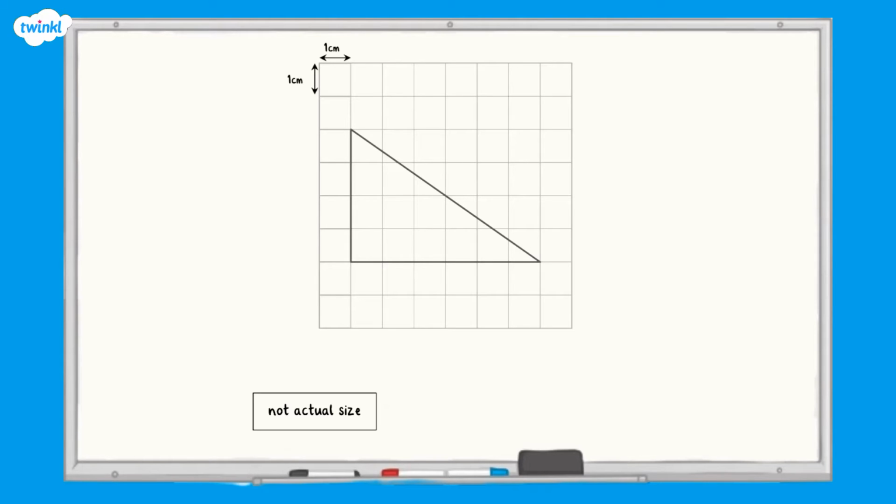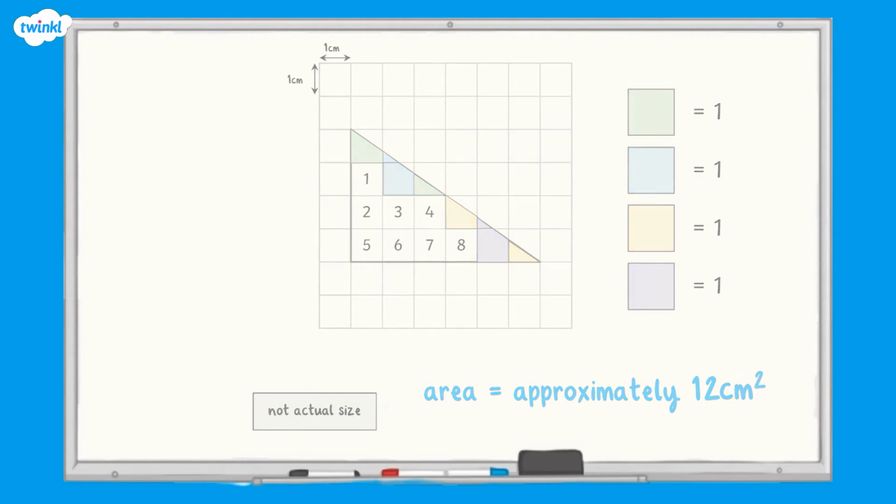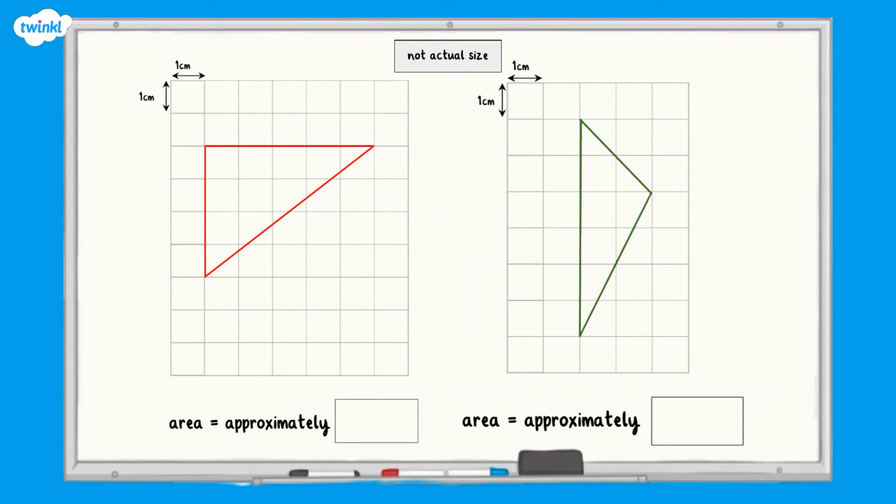For example, in this triangle, we can start by counting the whole squares. We can then group together parts that look as though they might make a whole square. I've used colour coding to show how parts of the squares might come together to make a whole. These parts make approximately 4 squares. Added to the 8 whole squares, this means that the area of this triangle is approximately 12 centimetres squared. Use this method to work out the approximate area of these triangles.